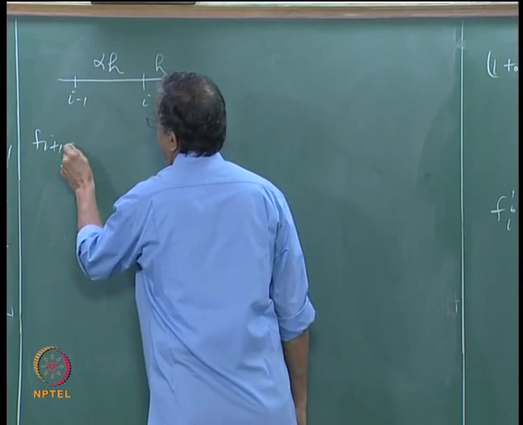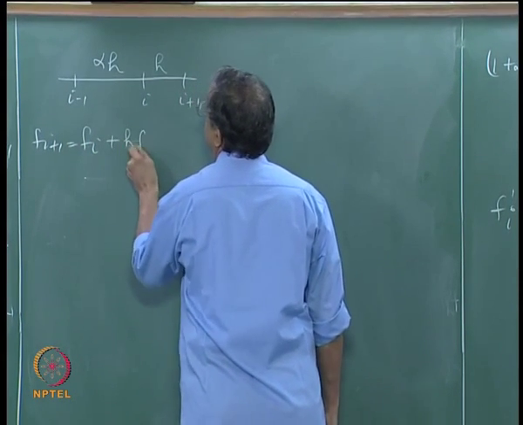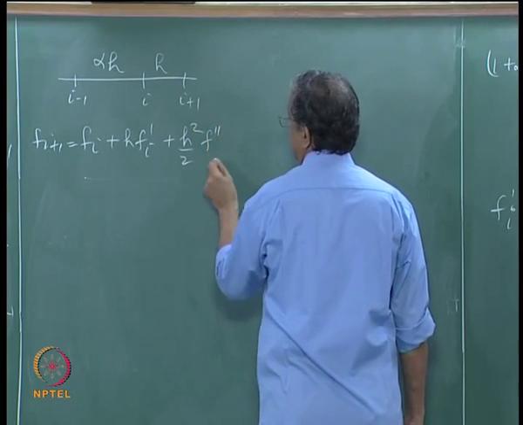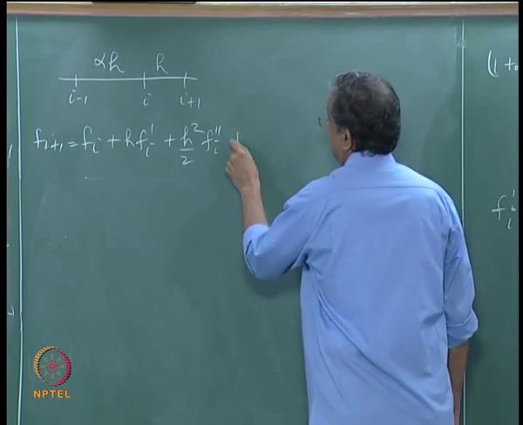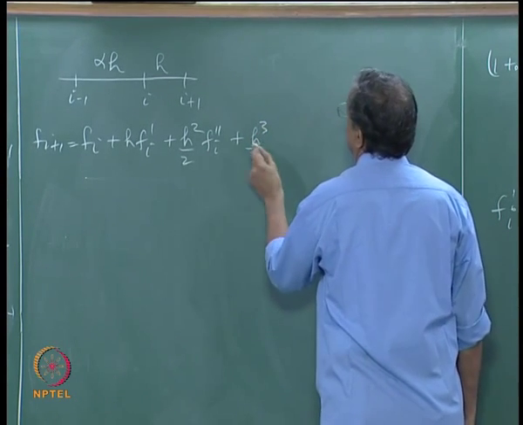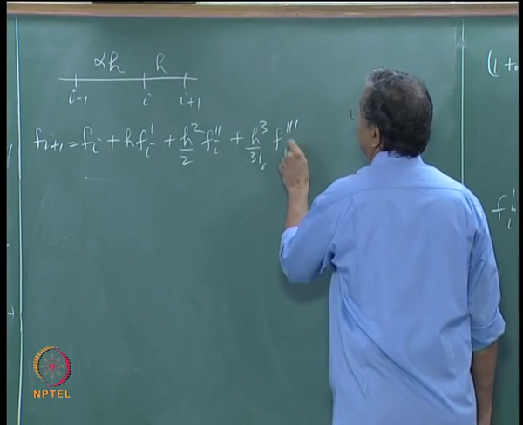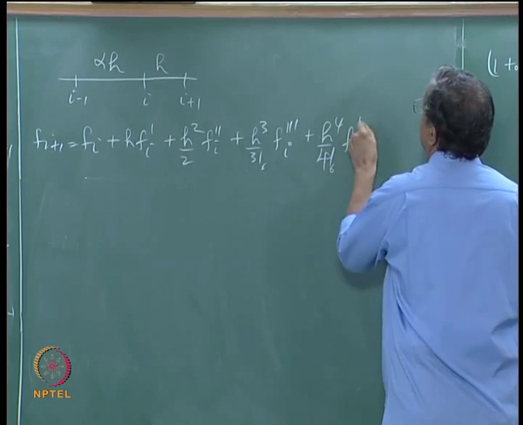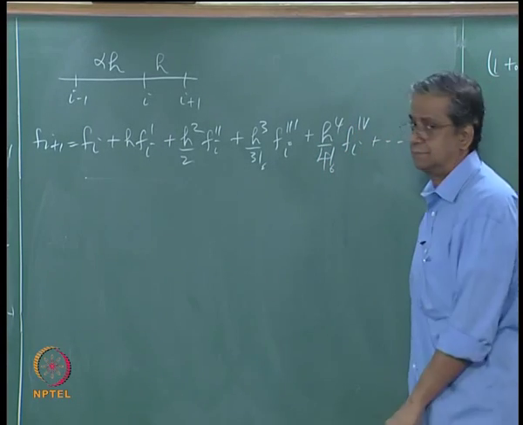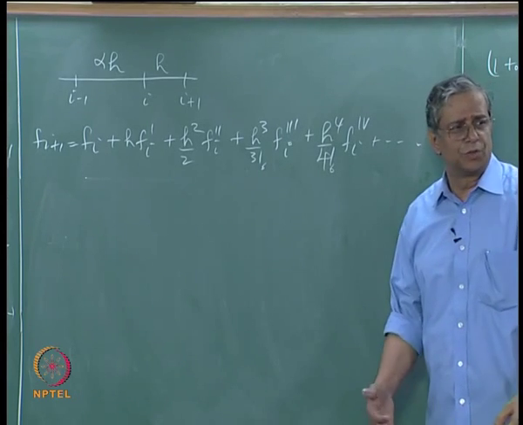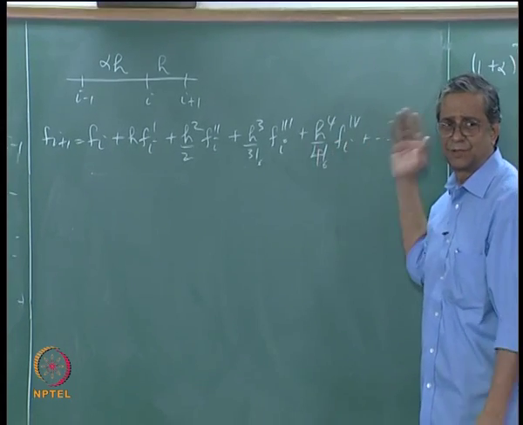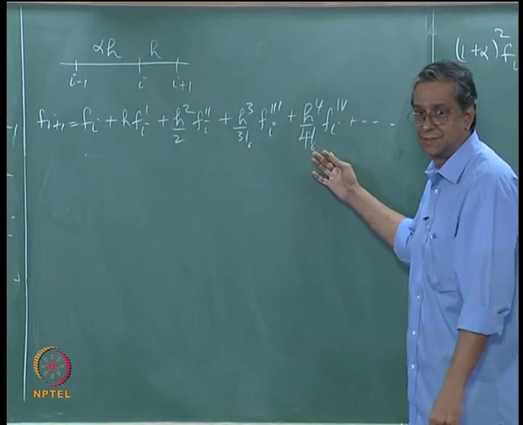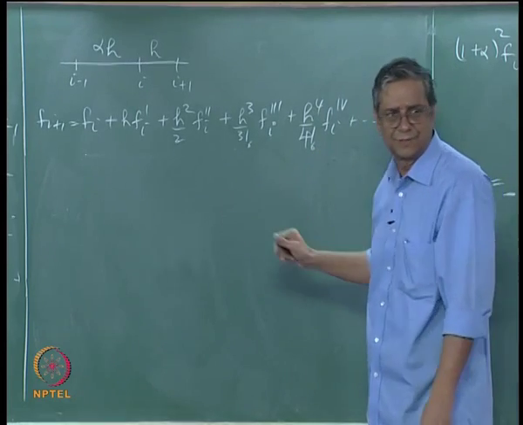So f(i+1) is f(i) plus h times the first derivative, plus h squared by 2 times the second derivative, which is what we want, plus h cubed by 3 factorial times the third derivative, plus h to the fourth by 4 factorial times the fourth derivative, and so on. Normally, if you didn't know how many terms to take, it would depend on what order you are going to take. You can't stop at the fourth derivative if you want a much higher order. So I stop at the fourth derivative because I know I am going to get something of second order.